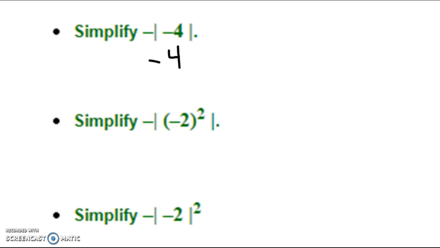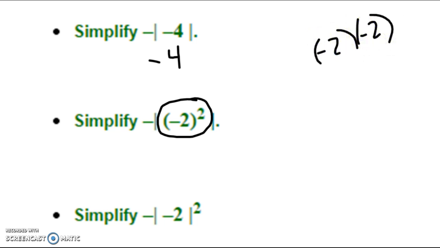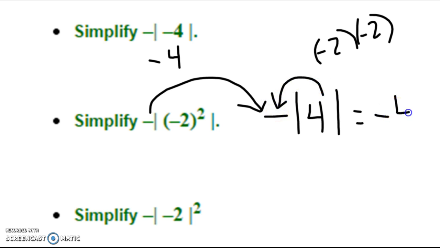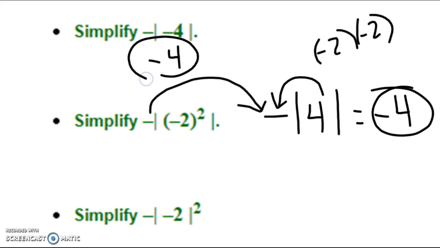Okay, so you should have hit pause, and now we're going to work this inside out. We're going to do what's inside first. We're going to square a -2. Well, -2 times -2 is +4. So now we're going to take the absolute value of +4, and then we're going to make it negative, because we're going to take that negative sign and put that over there. So 4 is 4 spaces from 0, but then we make it negative, so the answer here is -4. So both of these are -4. All right, let's try the next one.